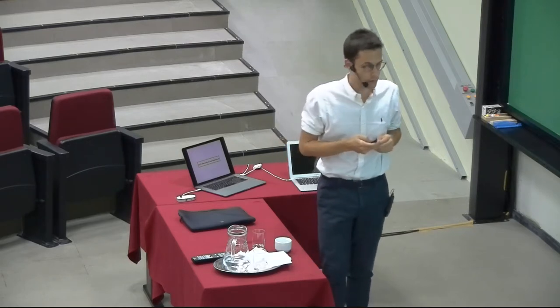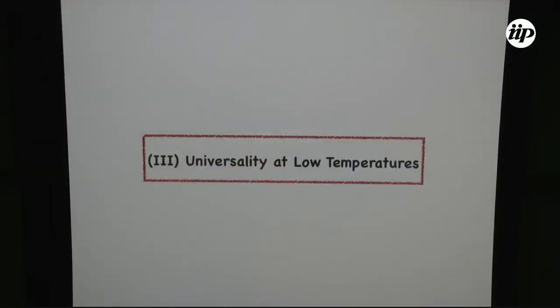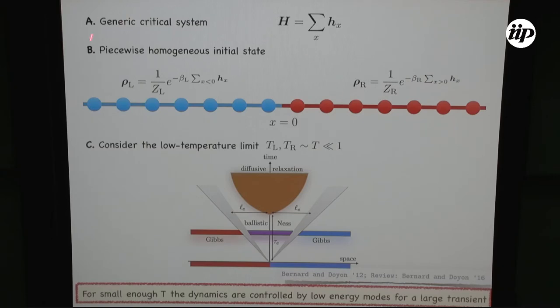Other questions? No? Okay, so now we change slightly the topic. Now we consider generic systems, so non-integrable systems, but we focus on the low temperature physics. So what we do is we take a generic critical system and we start from a piecewise homogeneous state, but in this case we only consider thermal states, okay? And we consider the case where the temperatures of these two thermal states are different but both very small, okay? In this case, as you were pointing out before, there is a description in terms of conformal field theory. So basically, for small enough t, you can control the dynamics only using low energy modes. Of course, this at some point won't be true anymore.